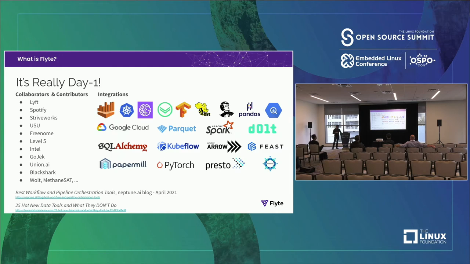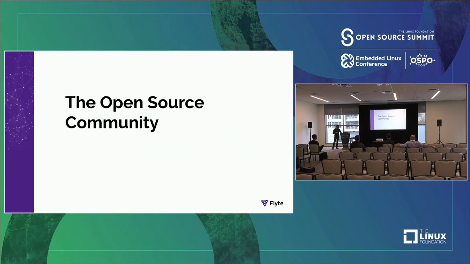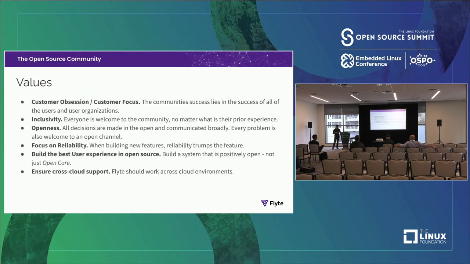So that's Lyft essentially. But we talked a lot about the product now. Let's talk about the open source community. So when we started about 2 years ago, we didn't really formalize this, and we're slowly formalizing this, but we started with a set of values that we want to build the community with. And just like a company, values are essential even in a community.